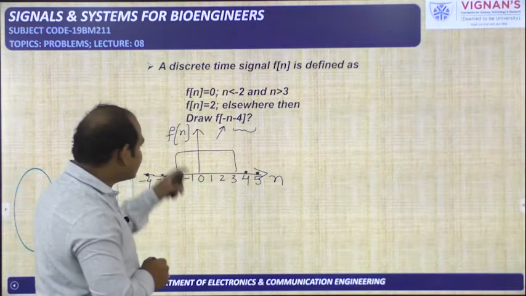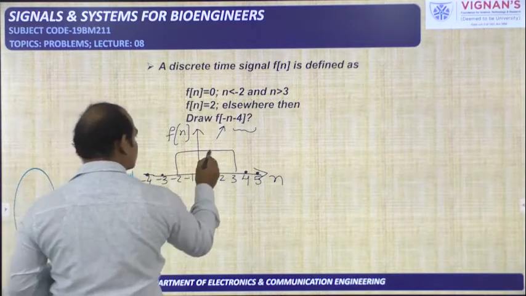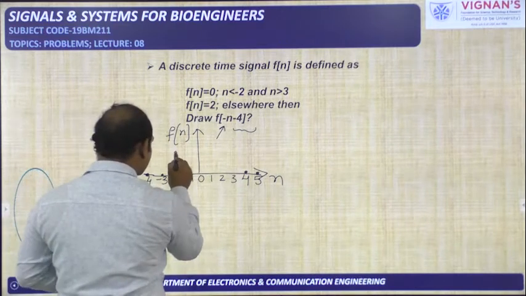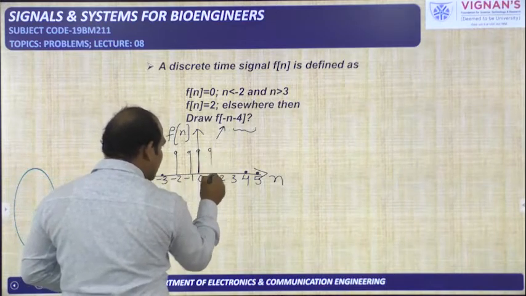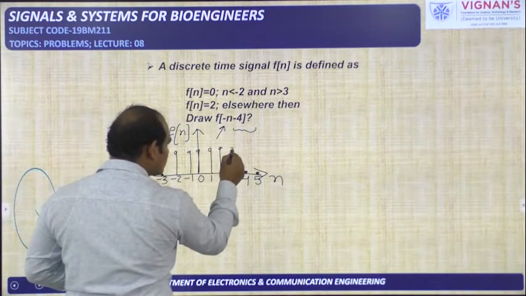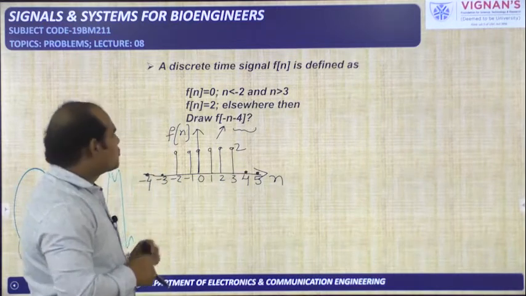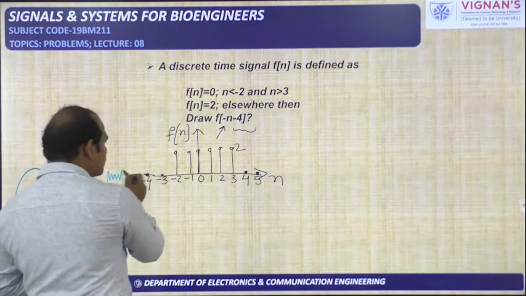How do we have to draw? It is a discrete signal, so you should draw the samples only. Like this, every sample is of amplitude 2, that is nothing but constant 2. This is the given signal. So we have represented this graphically, and the remaining times it will be zeros only.